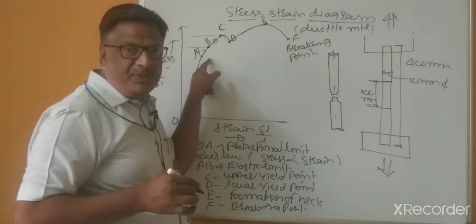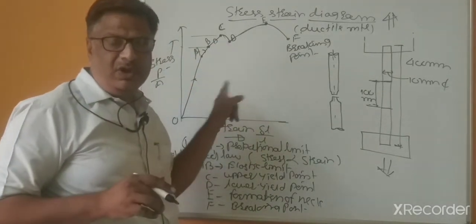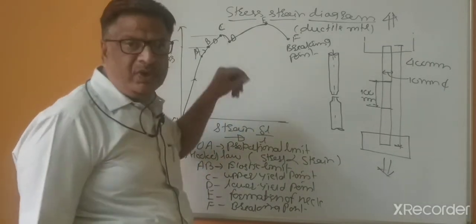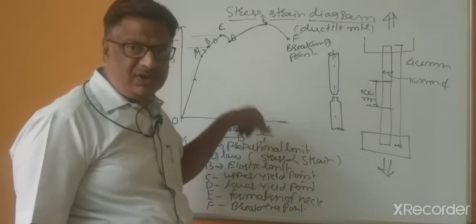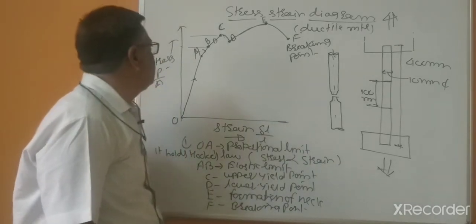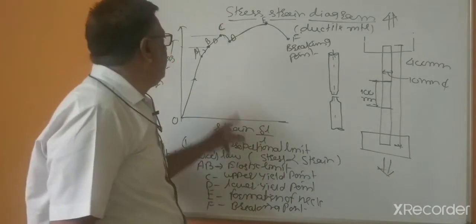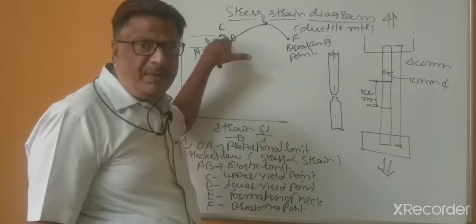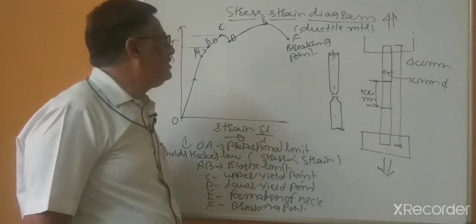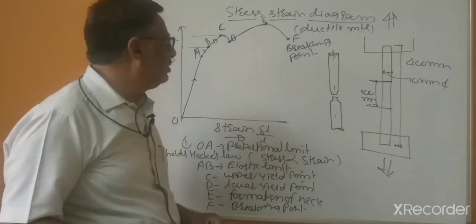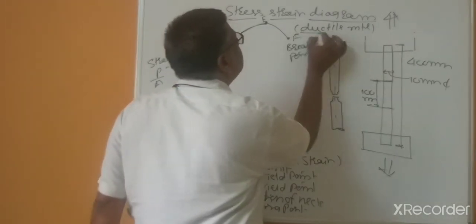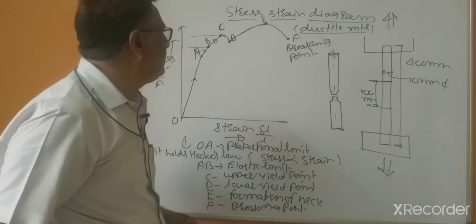From O to A is the proportional limit, up to which Hooke's law holds: stress is directly proportional to strain. A to B means up to point B the material is in the elastic state. After removal of the loads, the material can regain its original shape and size. Further, if we increase the loads beyond point B, up to point C, you will get the upper yield point. According to the upper yield point, we can apply the maximum stress during the design of components. So this is the stress strain diagram for ductile material.